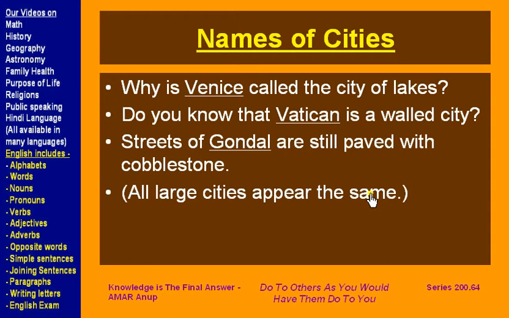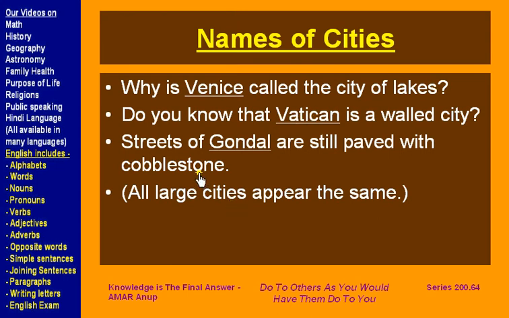So after the street and all the buildings, let's go to the city. The names of the cities are capitalized. So in this example, why is Venice called the city of lakes? V in Venice is capitalized. Another example, do you know that Vatican is a walled city, a city that is surrounded by walls? So V in Vatican is capitalized.